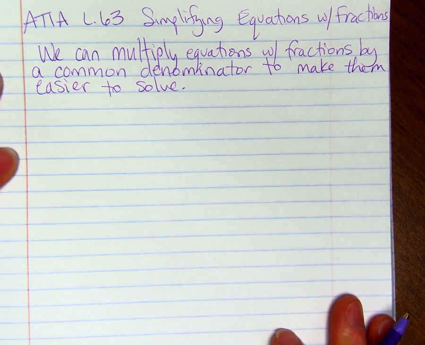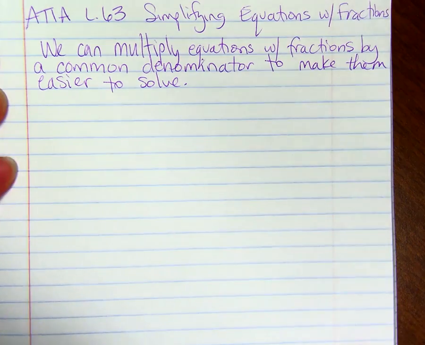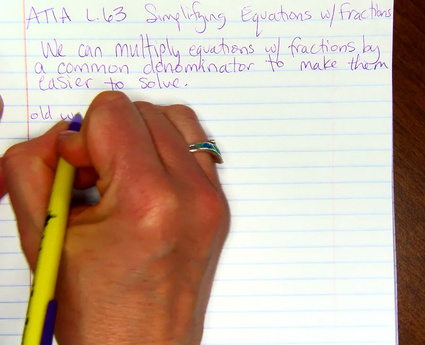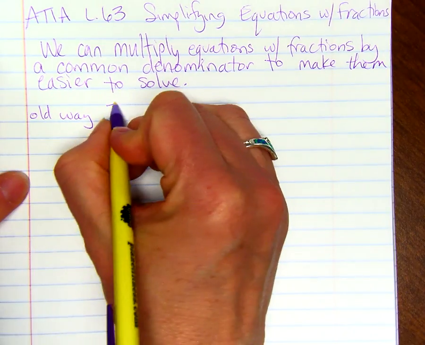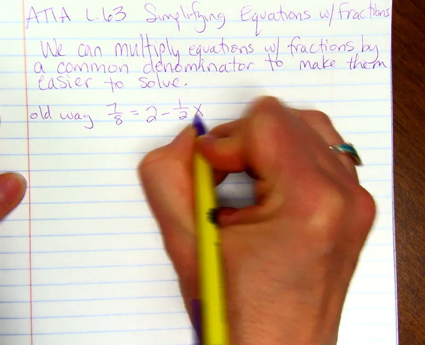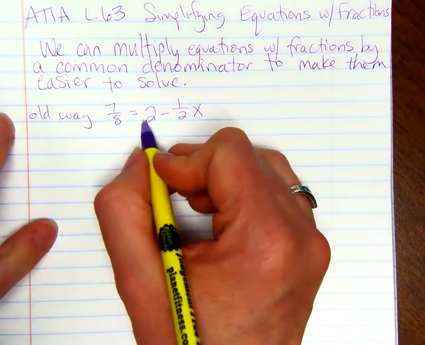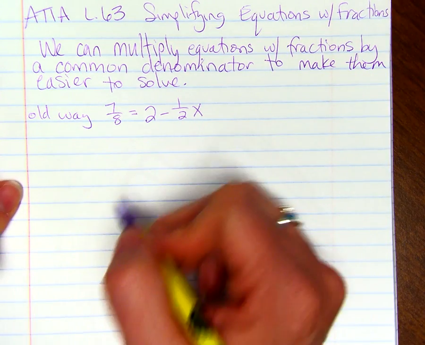So I'm going to show you examples. I'm going to show you the old way and the new way. So here's the old way. Here's how we used to do these equations. So 7/8 equals 2 minus 1/2 x. We would start by subtracting 2 from both sides.